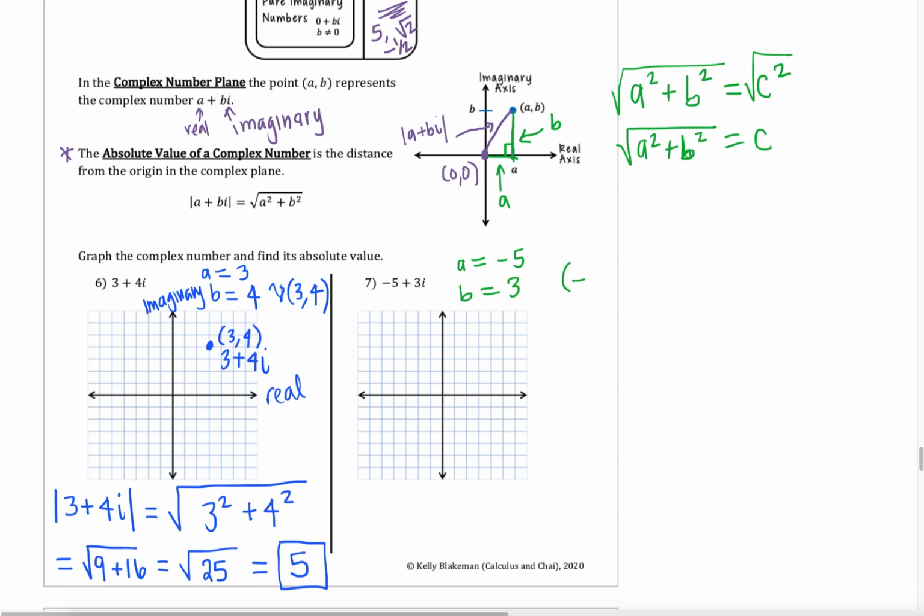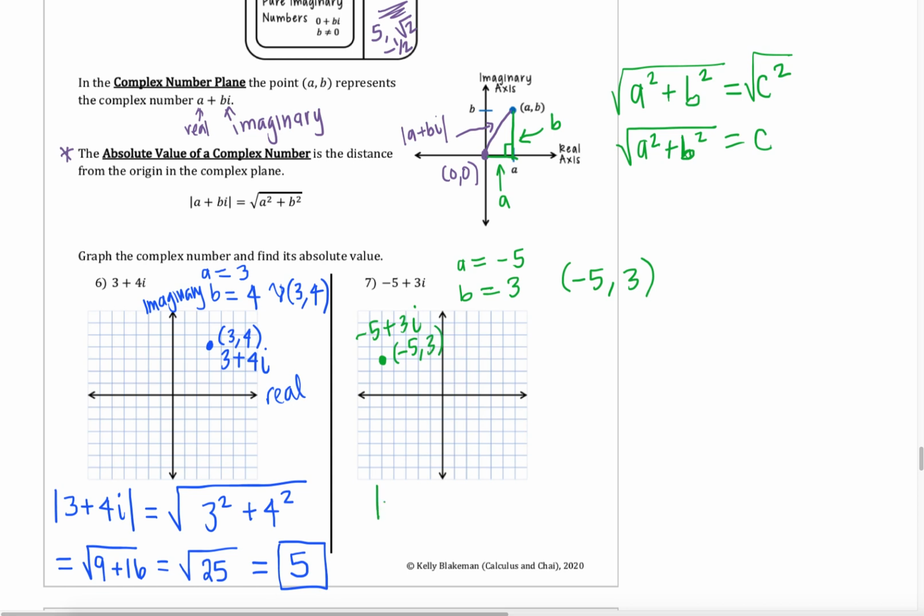So we're looking at plotting that coordinate pair, (negative 5, 3). So we're going to go to the left 5, and then we're going to go up 3, and that will be our negative 5 plus 3i. And we have now graphed our complex number at (negative 5, positive 3).